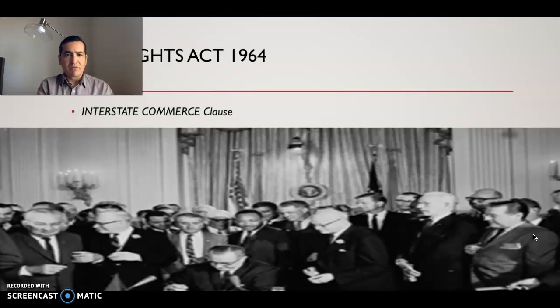This culminates with the Civil Rights Act in 1964, where Congress took on the Interstate Commerce Clause that we found in early Supreme Court rulings in the Gibbons v. Ogden case of 1824.